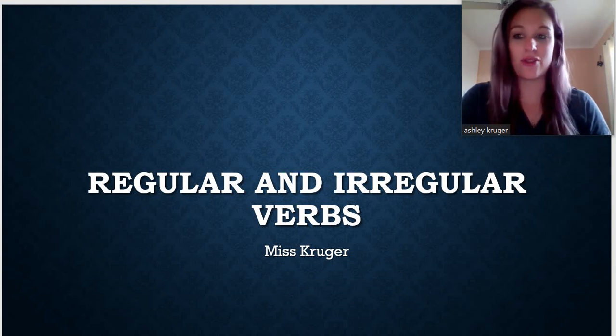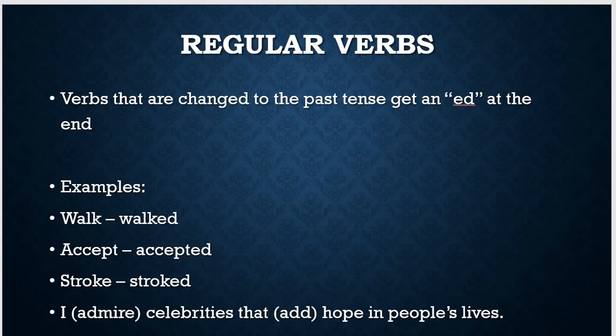What is a regular verb? A regular verb is a verb that has changed in the past tense and it gets an ed at the end. Another word for end in English is a suffix. So these are some examples. I walk around the garden. I walked around the garden. So the only word that changes in a sentence that makes it past tense is the verb. The rest of the sentence stays the same.